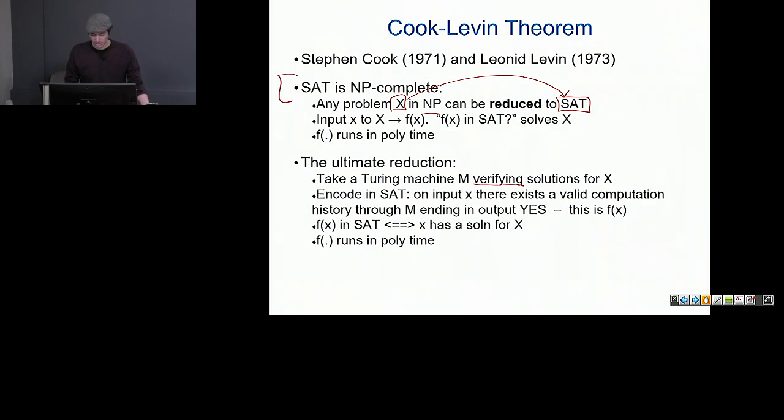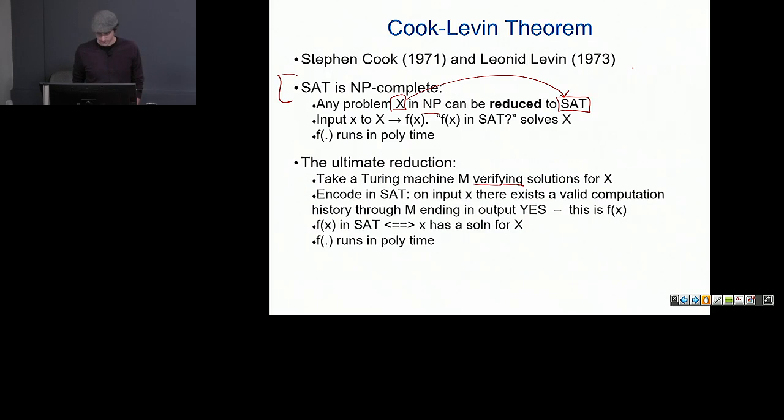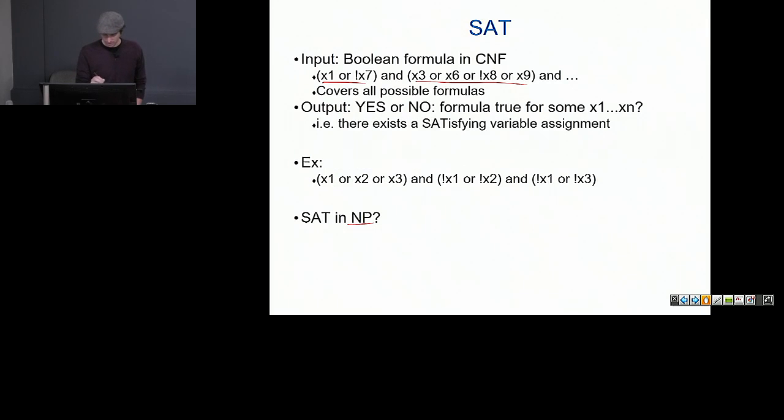Okay, so the next thing we're going to do is reduce SAT to 3-SAT. So 3-SAT is a strictly simpler problem than SAT. It's SAT, but we have the extra restriction that the clauses have at most 3 literals. So this would be okay, this would be too big.